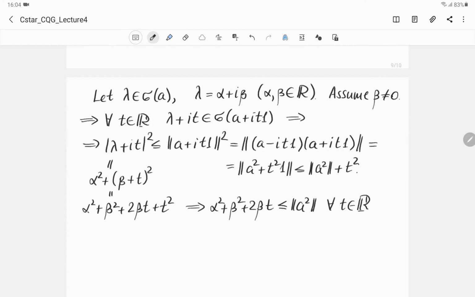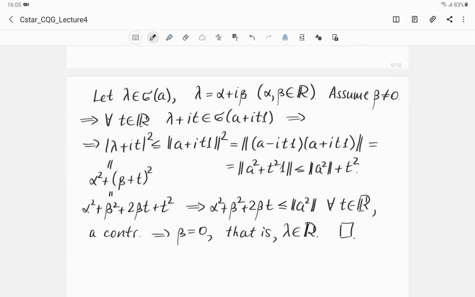But if beta is not 0, this function is not bounded from above. And this is a contradiction. This contradiction implies that beta is 0. That is, lambda is a real number. And this completes the proof. So the spectrum of a self-adjoint element in a C-star algebra is always real.